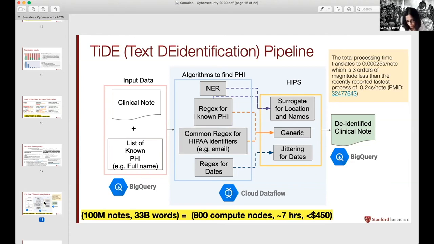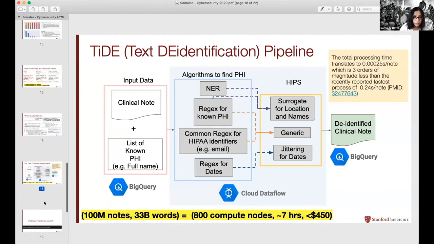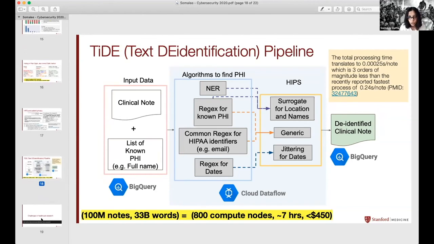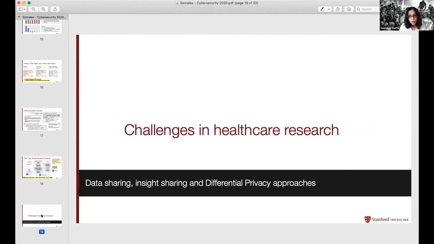And in this process, we are booting up to process these 100 million nodes. We boot up 800 compute nodes. They churn away for 7 hours, cost us less than $450 to produce the de-identified data set. So you can clearly see that we couldn't have really done this without cloud.